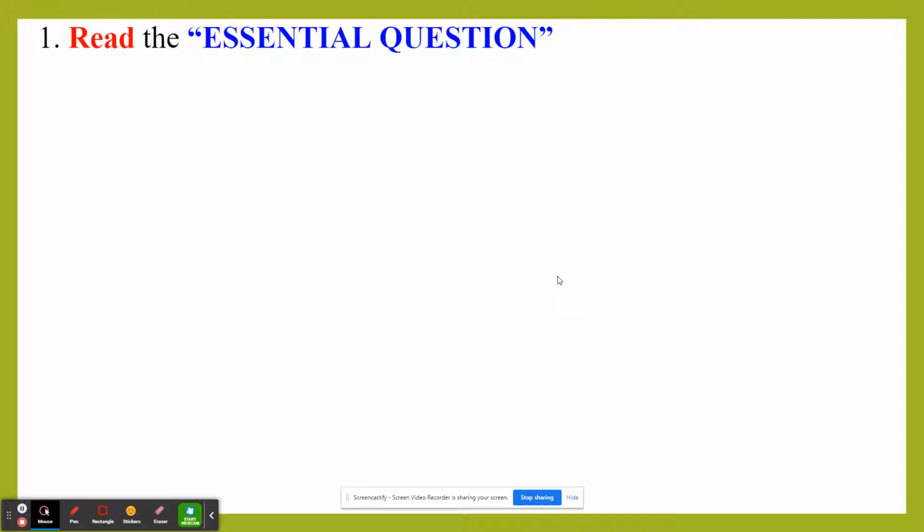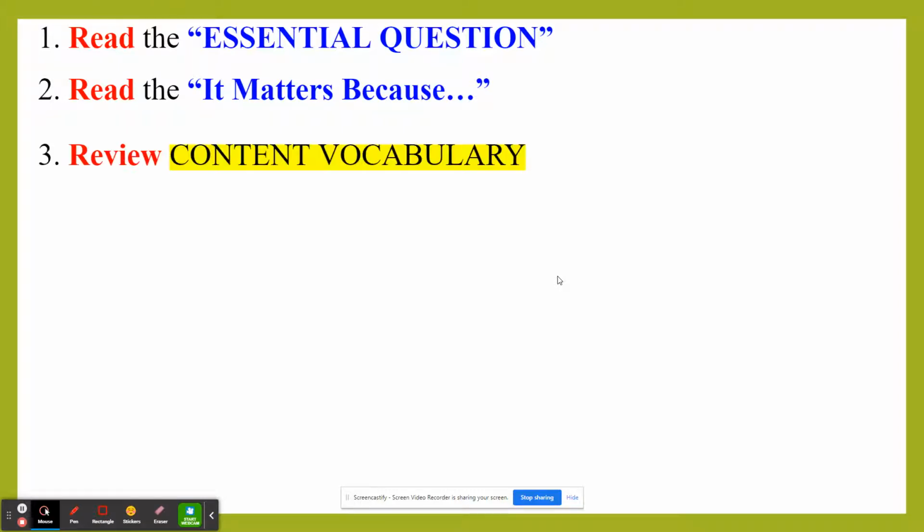So the process, there's going to be 6 steps to this. The first step is to read the essential question. This is the core. This is the question that we need to answer as we work our way through this lesson. Okay, number 2, I want you to read "It matters because." This is part of the answer and maybe answering the question, why are we studying this? Where does this fit in American history? What is its importance?